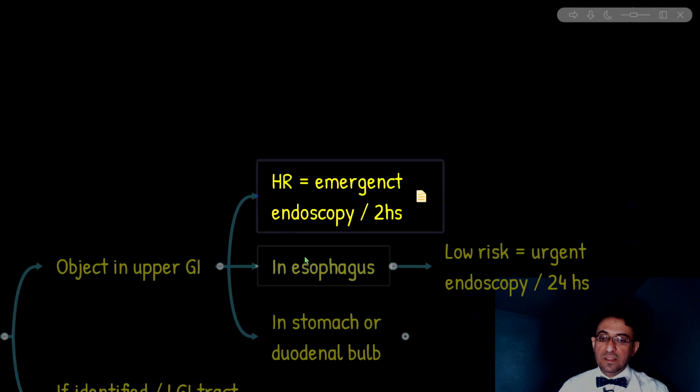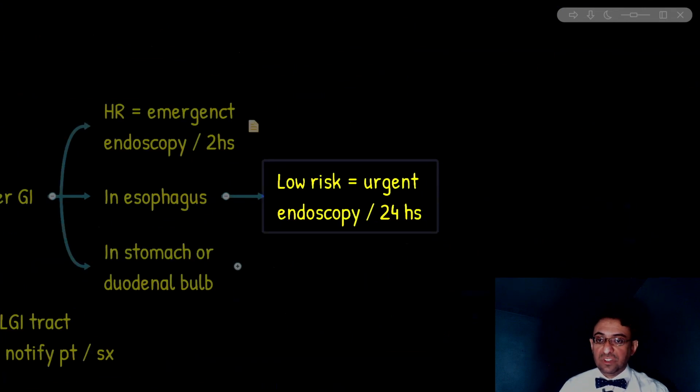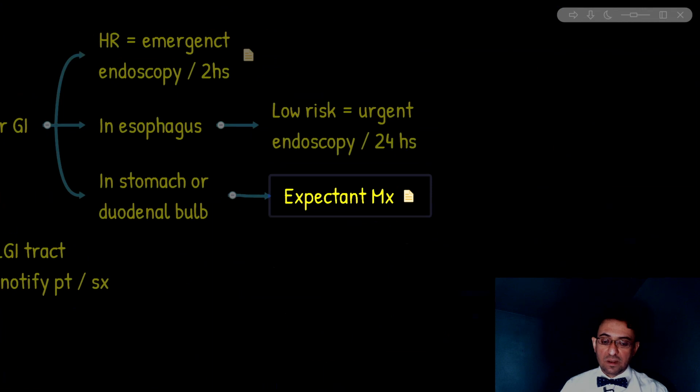Now, if this object is in the esophagus but does not match the high-risk criteria, that's not more than 24 hours, it's not a battery or sharp object, we still need to perform very rapid endoscopy, but it is not emergent, it's urgent. It has to be done in 24 hours. But if the object is neither high risk nor in the esophagus, but it is still in the upper GI, in the stomach or duodenal bulb, we follow with expectant management.